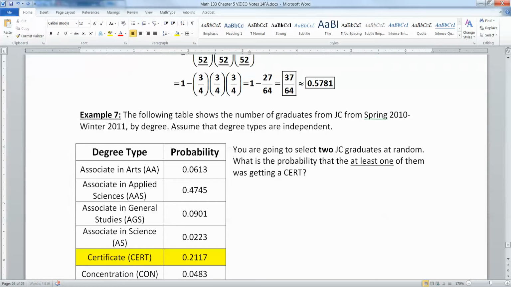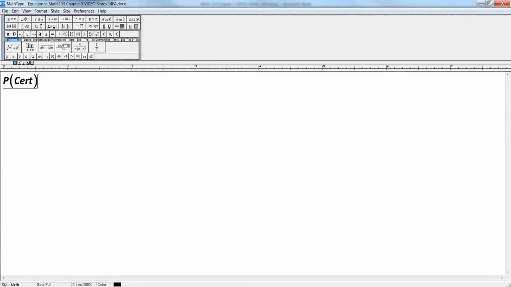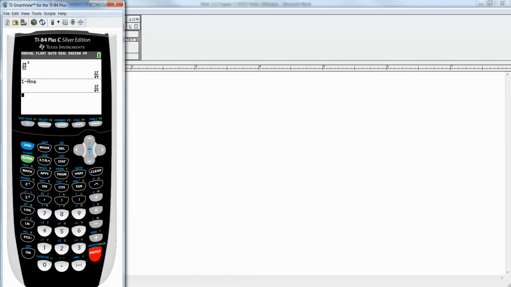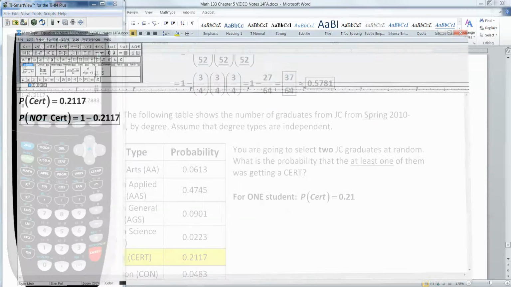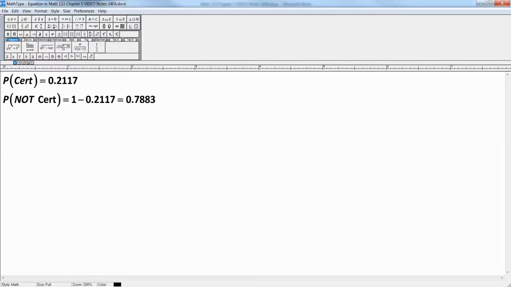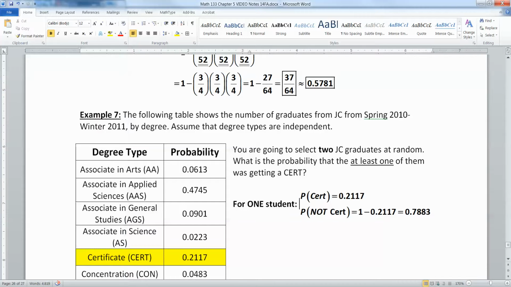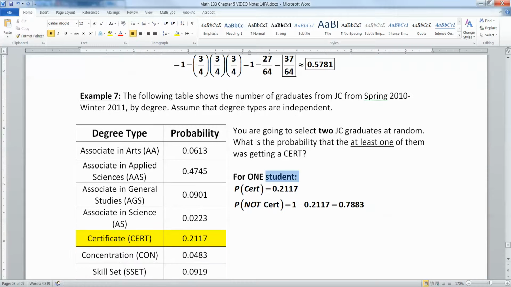Okay, so for 1 student, just for starters, the probability of certificate is 0.2117, right? The probability of not a certificate is 1 minus 0.2117, which is 0.7883. And again, this wasn't what we were looking for. This is just kind of a setup right now. So for 1 student, that's how it works.